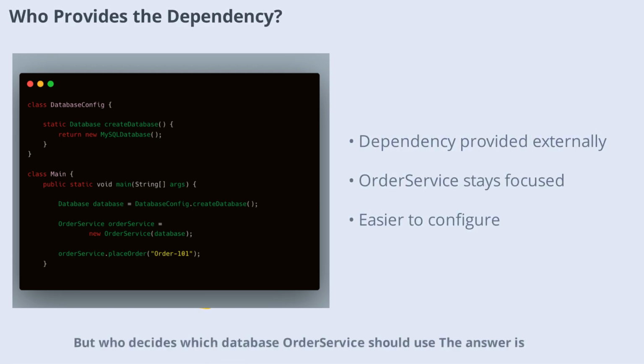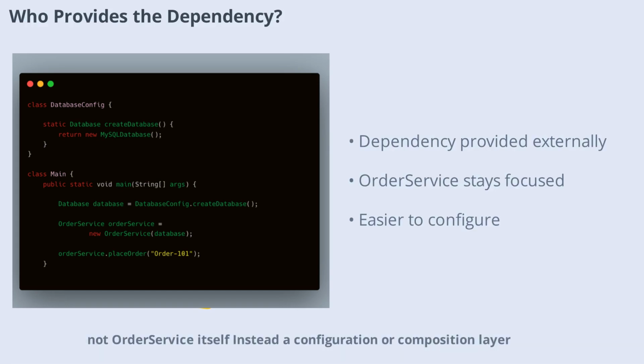But who decides which database OrderService should use? The answer is not OrderService itself. Instead, a configuration or composition layer provides the actual database implementation. For example, you might create a MySQLDatabase and pass it to OrderService when you set up your application. This keeps OrderService focused on its job without worrying about which database it's using.